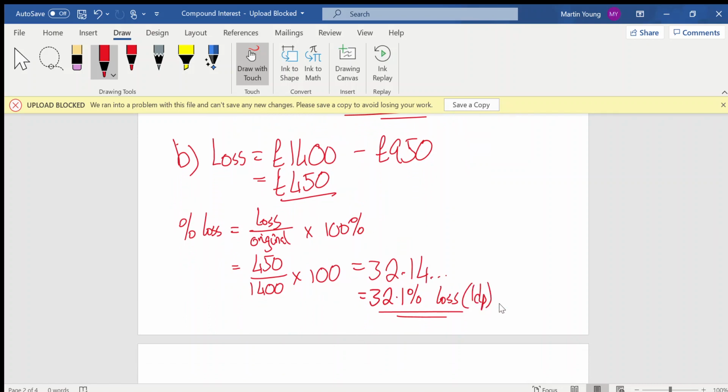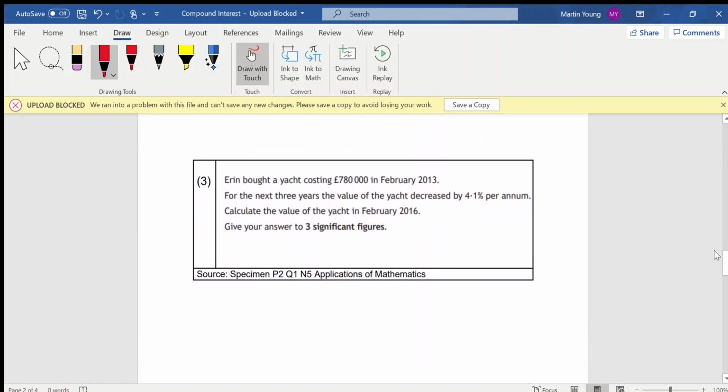Right, next question. Erin bought a yacht costing £780,000 in February 2013. For the next 3 years, the value of the yacht decreased by 4.1%, so it's a decrease. Calculate the value of the yacht in February 2016, and the answer is to be given to 3 significant figures. This one is a calculator one as well.